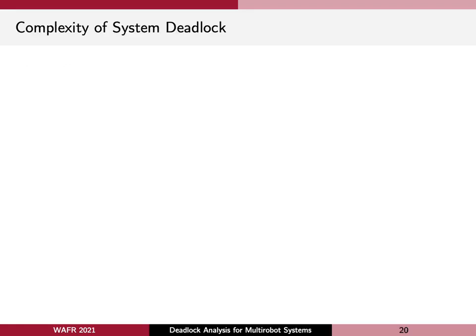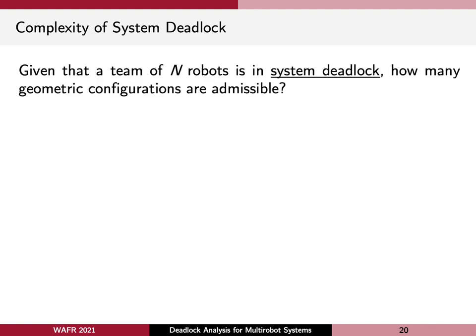We looked at several properties of one robot in deadlock, and then we posed the definition of system deadlock. Given this, we can already answer a critical question, which is: how many geometric configurations are admissible when n robots are in deadlock? The reason we care about this question is because if this number is small, then we can think about enumerating these configurations and design decentralized deadlock resolution algorithms for all those deadlock configurations.